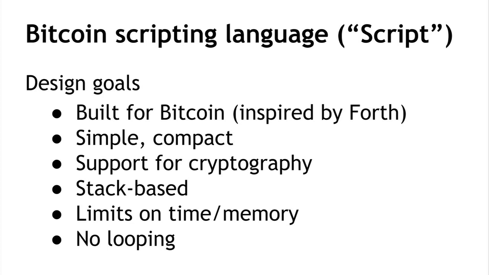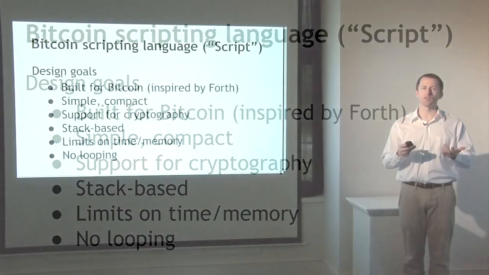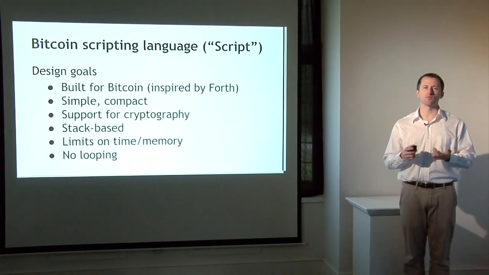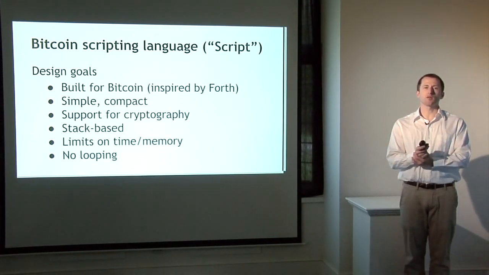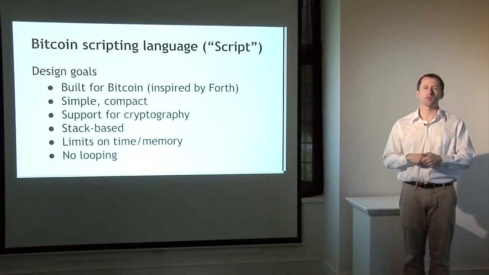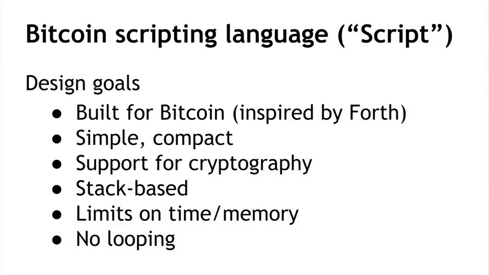So where did this scripting language come from? It doesn't really have a proper name. It's just called script, or the Bitcoin scripting language, and it was built specifically for Bitcoin. It was probably most inspired by a language called Forth, which is an old, simple, stack-based programming language. But you don't need to understand Forth to understand Bitcoin scripting. The key design properties were to have something quite simple and compact, yet with support for pretty sophisticated cryptography. So there are special purpose instructions to compute hash functions and to compute and verify signatures.